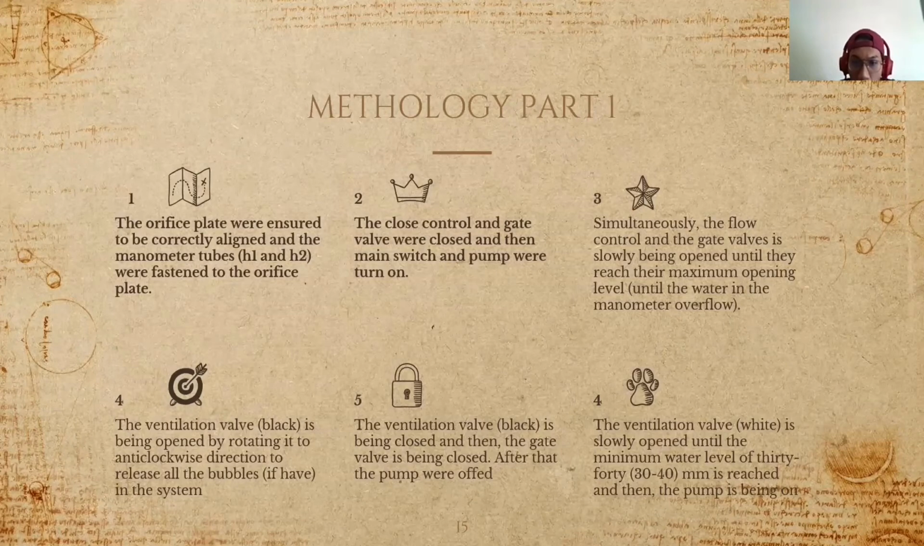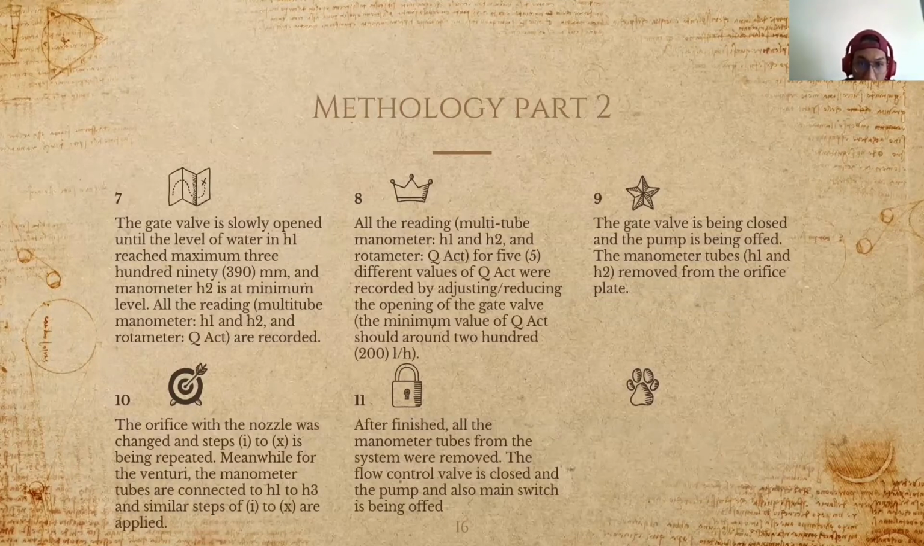After that, the pump will open. Number 6, the ventilation valve is slowly opened until the minimum water level of 30-40 mm is reached and then the pump is turned on. Number 7, the gate valve is slowly opened until the level of water in H1 reaches maximum 390 mm and manometer H2 is at minimum level.